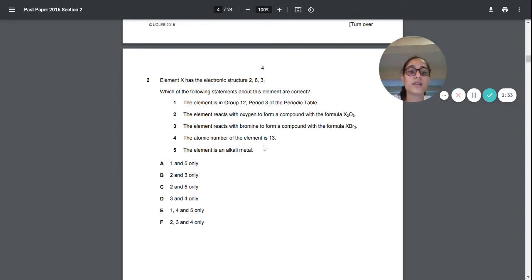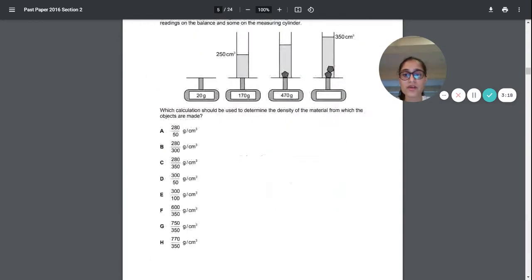The atomic number of the element is 13, that is correct, because atomic number is equal to number of electrons. The element is an alkali metal. That is wrong. Alkali metals have one single valence electron. So the correct answers are 2, 3, and 4, which is option F.